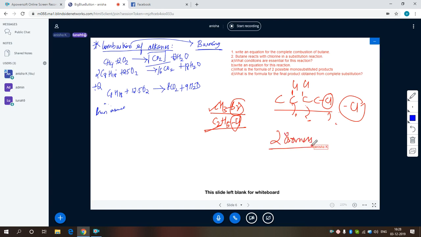I understand, but if the chlorine is on the second carbon, how do I name it? You just put the structural formula. They have not asked for the name, right? Just put the structural formula like CH3, CH2, CH, like that. Put only the structure.